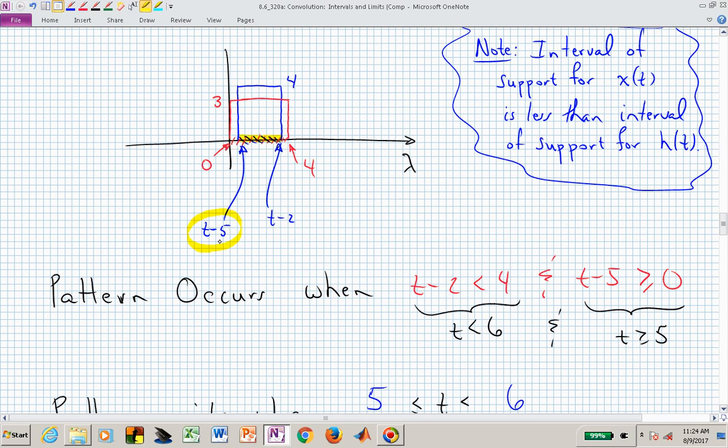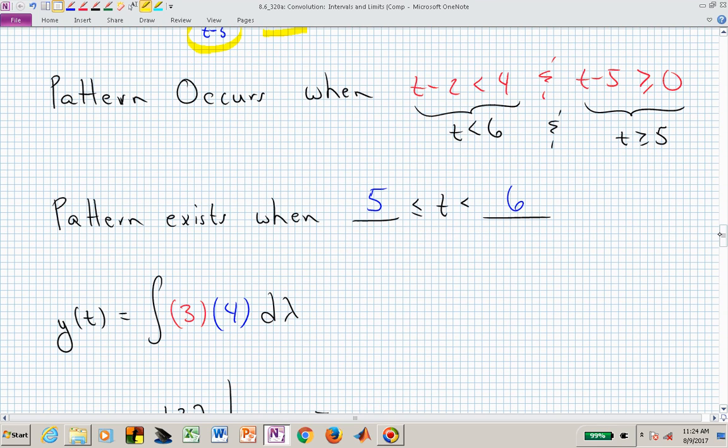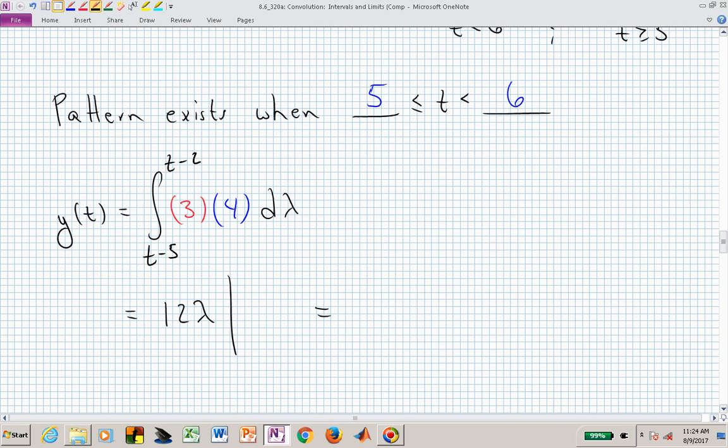overlaps, or I'm now going from a lower value of lambda equal to t minus 5 and an upper limit going to t minus 2. My limits of integration then are from t minus 5 to t minus 2. Or I'm now integrating and get 12 lambda, evaluating that at the upper limit of t minus 2 and subtracting from that the lower limit, which is t minus 5. I have 12 times lambda evaluated at the upper limit, which is t minus 2, minus lambda at the lower limit, which is t minus 5.